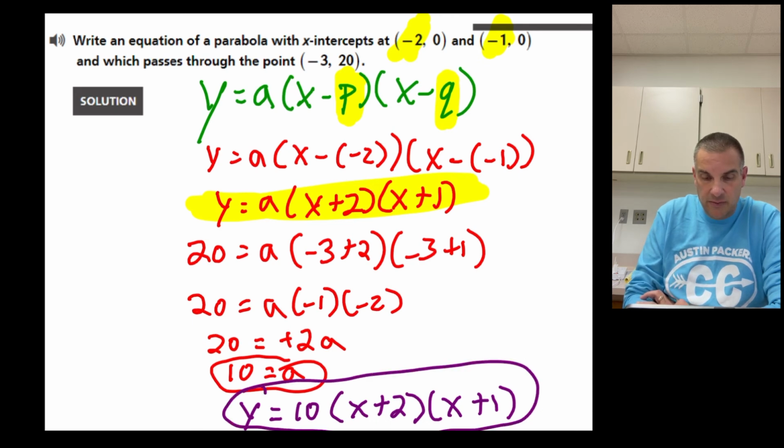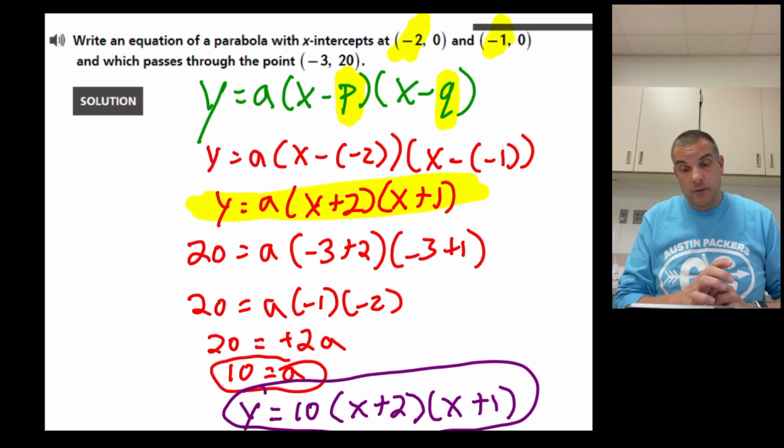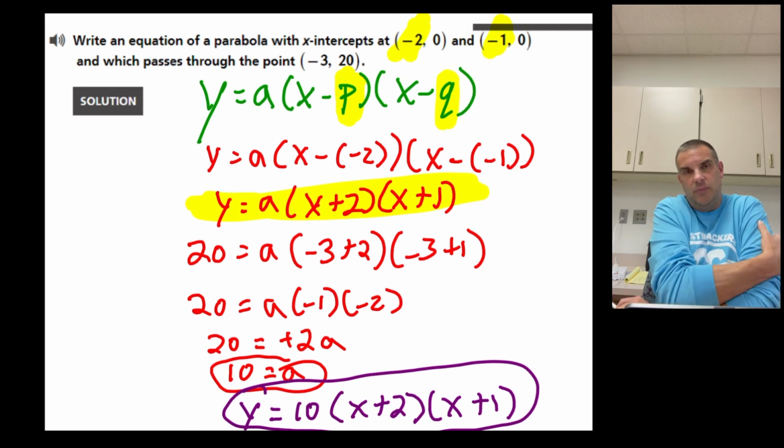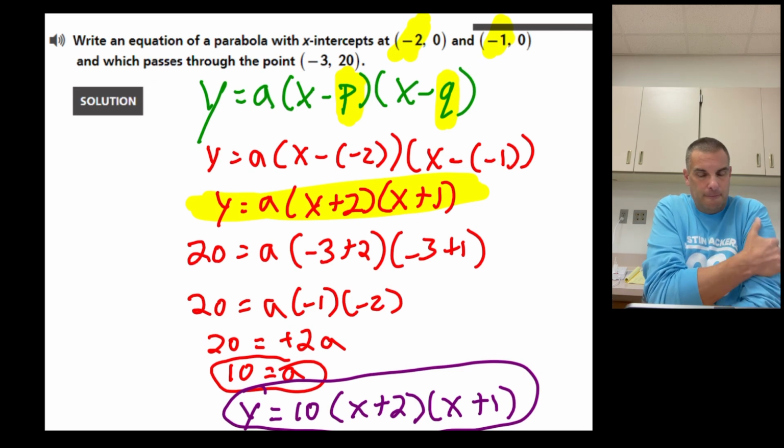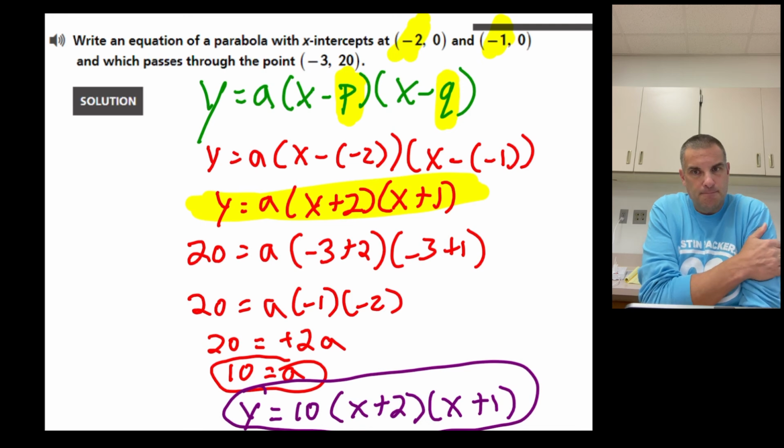And we're okay with this form today. There's nothing wrong with that. Is it a great form? No. Could we put it into standard form? Yep, we could. Could we put it into vertex form? Yep. Will we? Possibly. Not today.